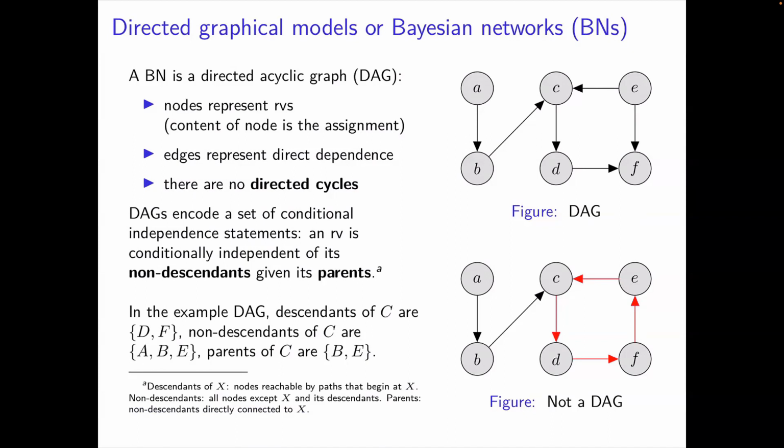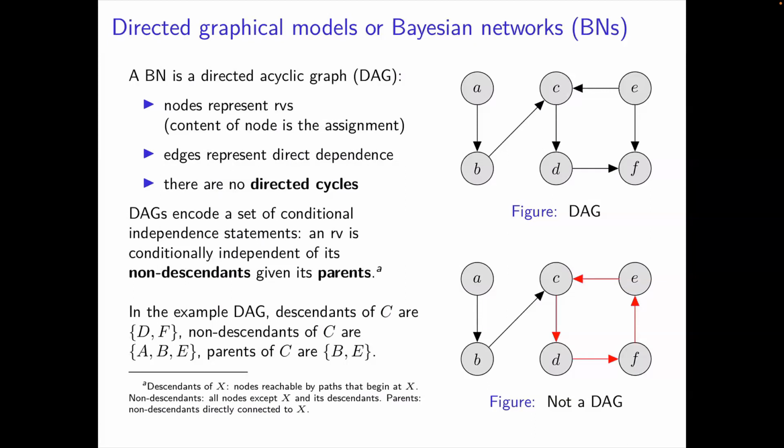So Bayesian network, or I'm still going to use the terminology, or a directed graphical model, is a directed acyclic graph, or a DAG. I might use these three words interchangeably. The nodes, the circles, represent random variables. The content of the node, the letter inside, is the assignment of the corresponding random variable, right? So hopefully it's unambiguous that I have a random variable big A, big B, big C, big D, big E, and big F, and those are the corresponding assignments.